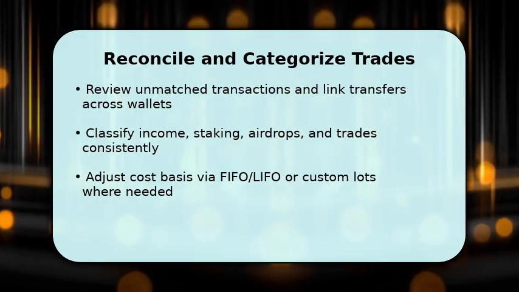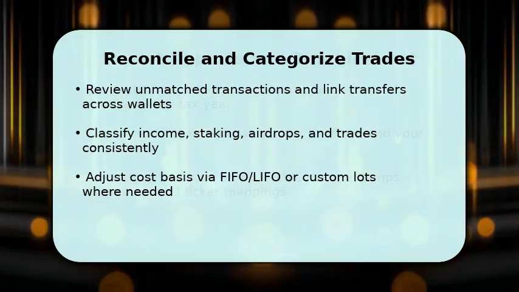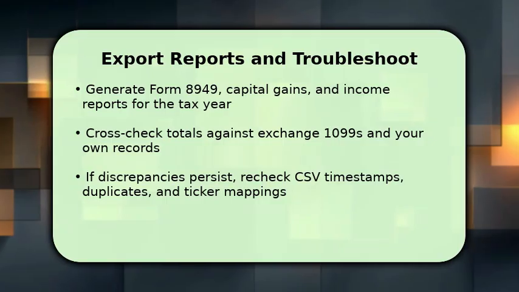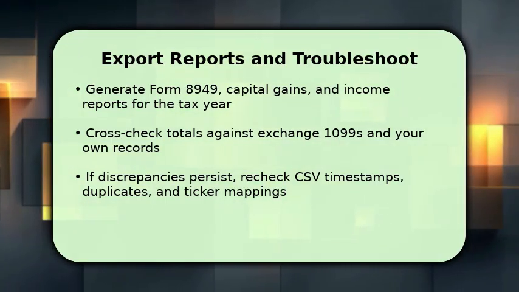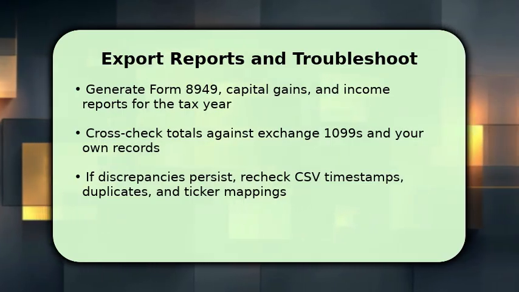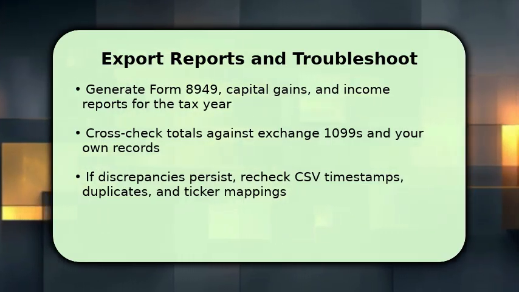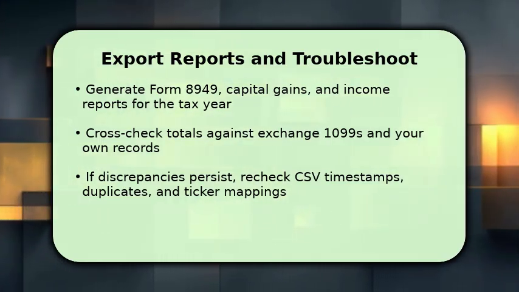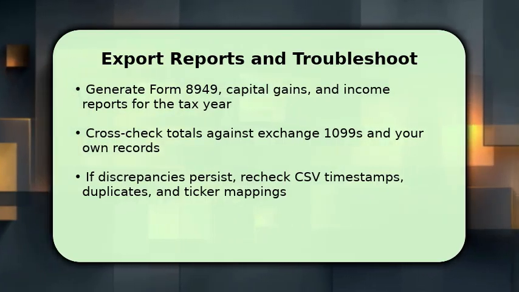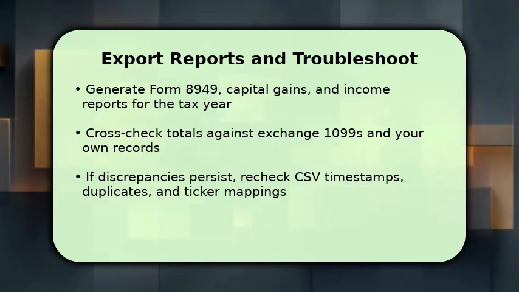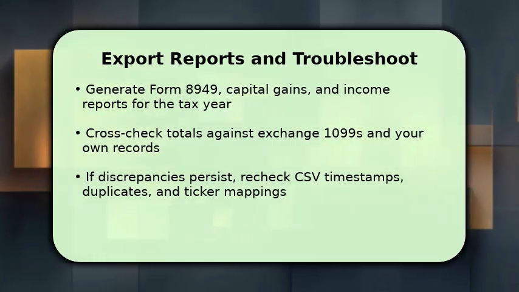You finish by exporting the required tax reports, Form 8949, capital gains summaries, and income reports for the year. Once done, reconcile totals against exchange-provided 1099s or your bank statements to catch any gaps. If numbers don't match, make sure to re-examine CSV timestamps, duplicate imports, and incorrect ticker mappings. Those are the usual culprits.